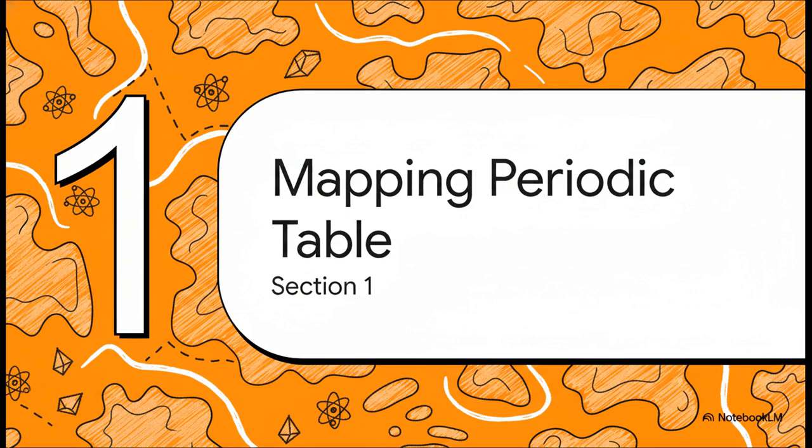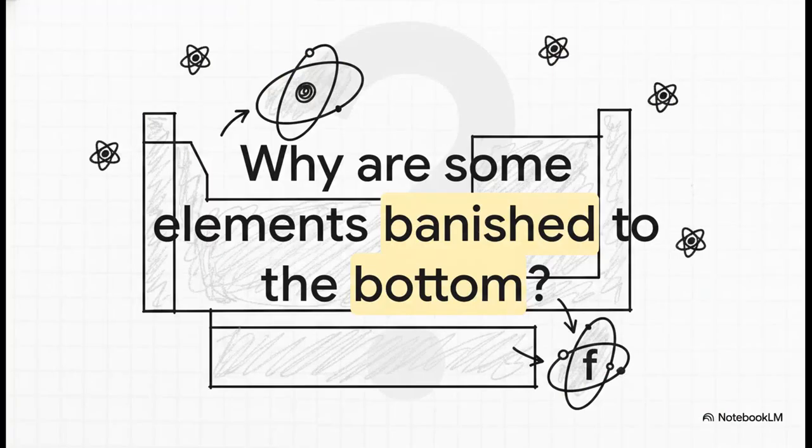Let's get our bearings. So why are some elements banished to the very bottom of the table? It's kind of a geographical mystery in chemistry, right? Why does the F block live down there in the basement while the D block gets to rule the bustling center stage? Well, it all boils down to the specific orbital that receives the atom's absolute last electron.